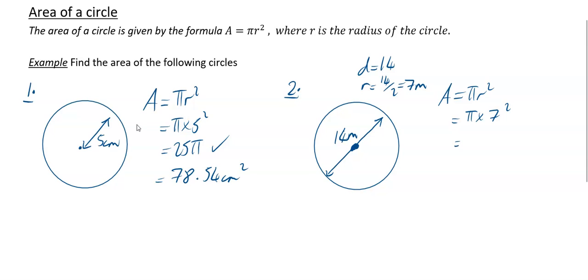Do on your calculator, pi times 7 squared. It comes out in your calculator as 49 pi. Put that in, it's part of your working out. 49 pi, that's a perfect answer, remember? And then press your SD button and you will get 153.94, and the units this time are going to be meters squared.